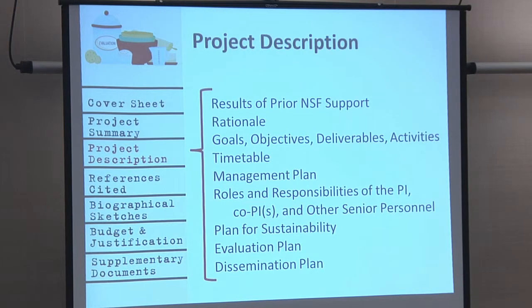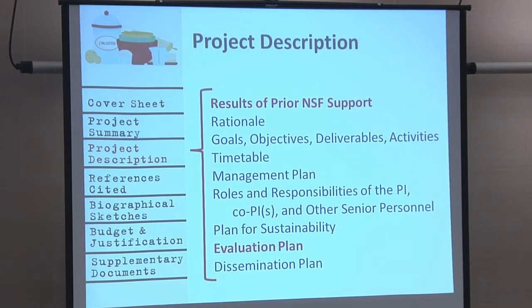So you have a lot of ground to cover in those 15 pages, right? We all know that. The things listed here are the elements of your project description according to the ATE program solicitation. And the two pieces where evaluation really figures in prominently are results of prior NSF support and, of course, the evaluation plan. A lot of other things that you need to cover, but we're going to be focusing in on those two things because evaluation is where we're headed today.